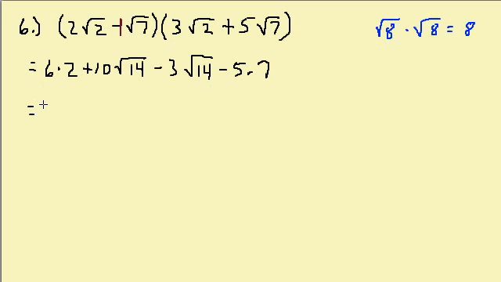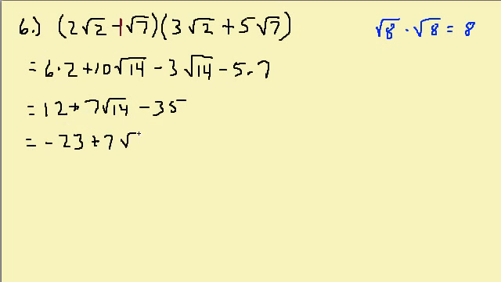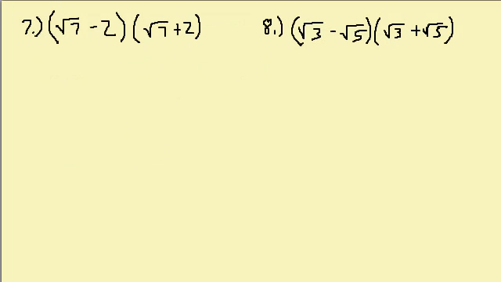Alright, so we have 12, and then here we can combine these two because we have a like radical, square root of 14 and square root of 14. So 10 minus 3 is 7 square root of 14 minus 35, and then 12 minus 35, that's going to be negative 23 plus 7 square root of 14, and there's our final answer. Okay, let's take a look at some more.